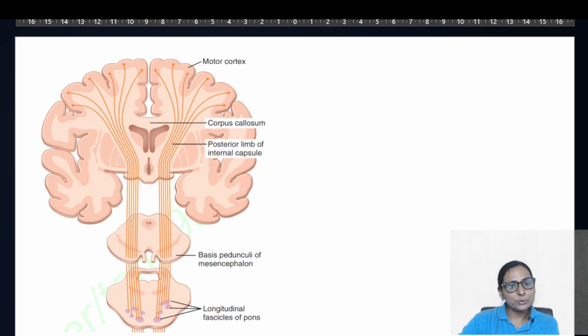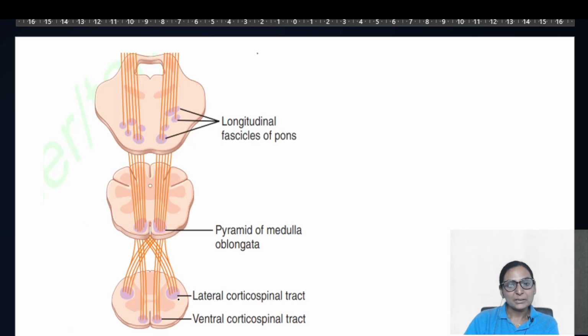Now, you can see beautifully shown over here the corona radiata. This is the fanning, passing through the posterior limb of the internal capsule, coming towards the midbrain and getting scattered in the pons. This scattering in the pons is because of the pontine nuclei. Now, the long fascicles in the pons are again going to be bundled together over here in the pyramids. And see, this is the crossing.